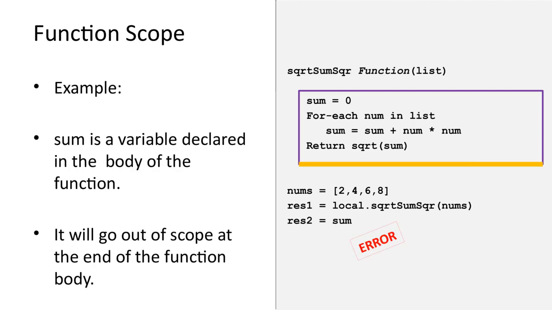In this example, the variable called sum is declared in the function code block, and the variable num is declared in the for each code block. The variable num will go out of scope at the end of the for each block, and the variable sum will go out of scope at the end of the function block. The final line in this example will therefore give an error.